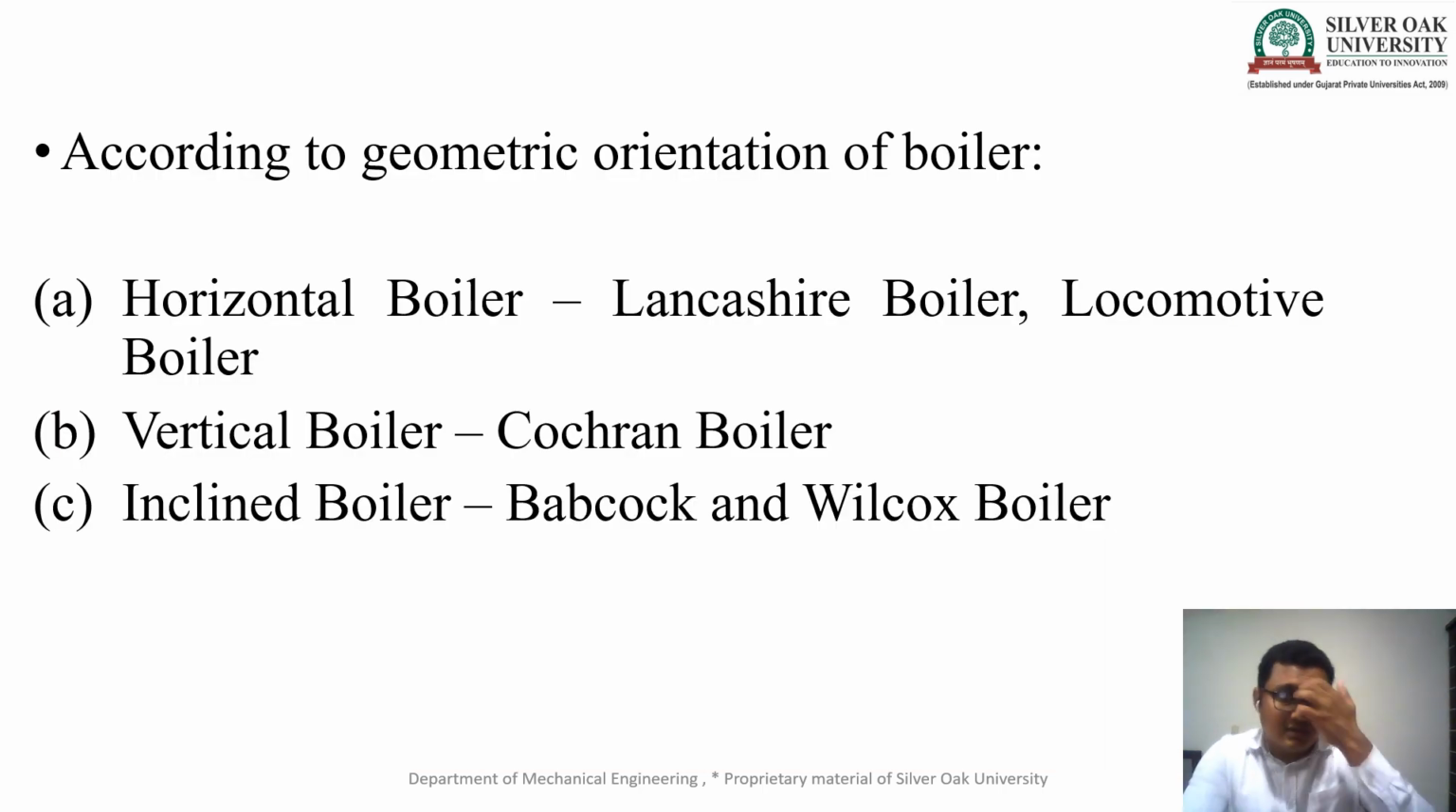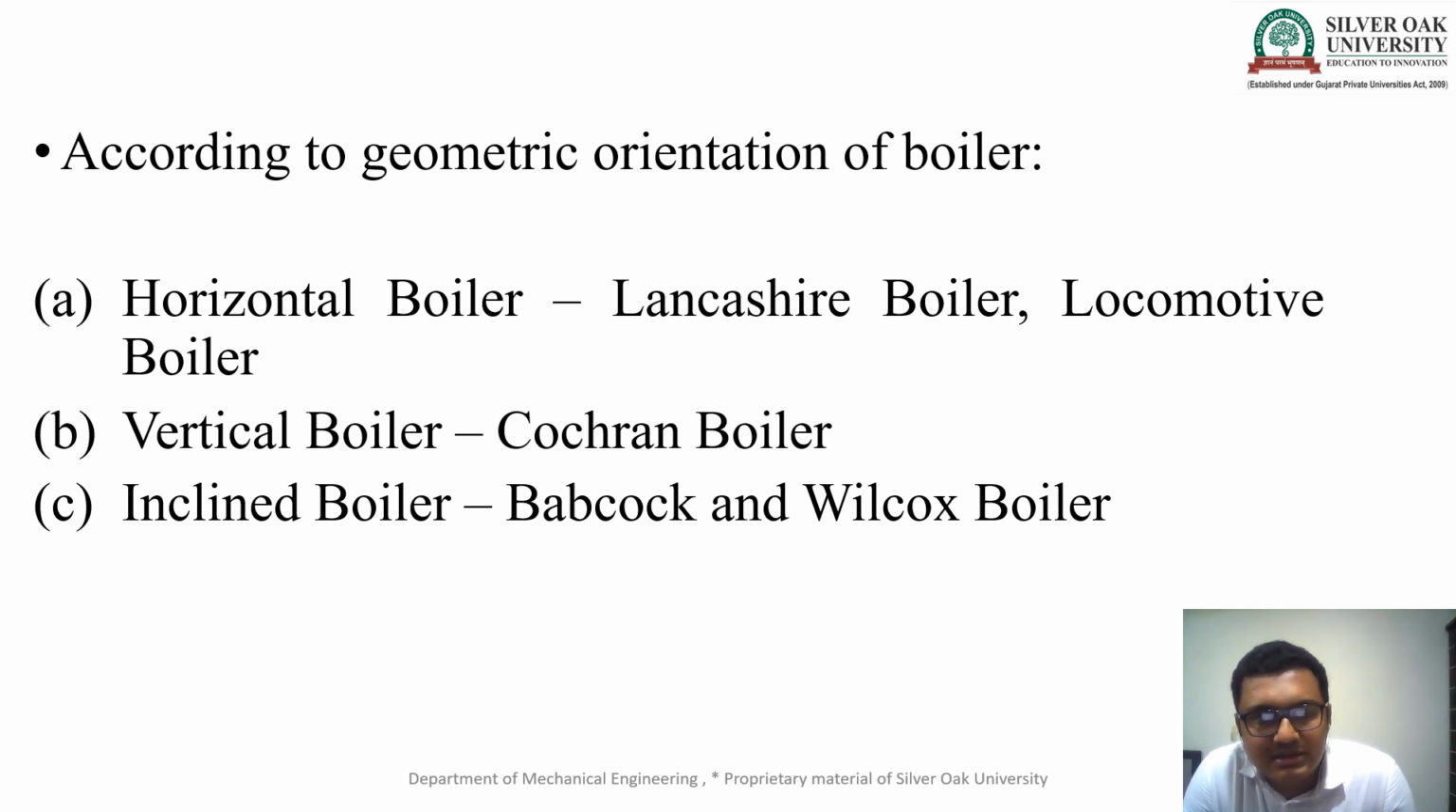Now we go further in detail. According to the geometric orientation, first type, we have three types. First is the horizontal boiler; for example, the Lancashire boiler and the locomotive boiler. Both are horizontal boilers. Second is the vertical boiler. The Cochran boiler is a vertical boiler. And third is the inclined boiler.